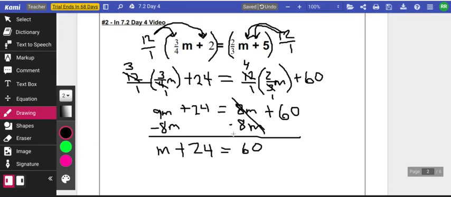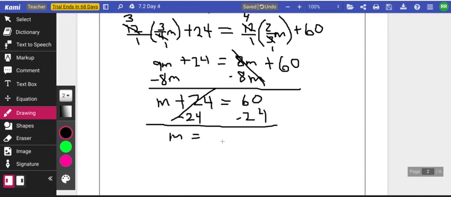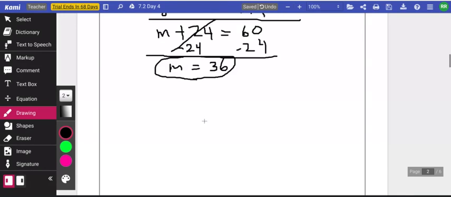Okay. So now, since my variable's on the left side, I'm going to get my numbers on the right side. So I would subtract 24 from both sides. Subtract 24 from both sides. So those 24s cancel. So on the left side, I'm only left with m. And on the right side, I have 60 minus 24, which is 36. So m is equal to 36. Circle final answer.